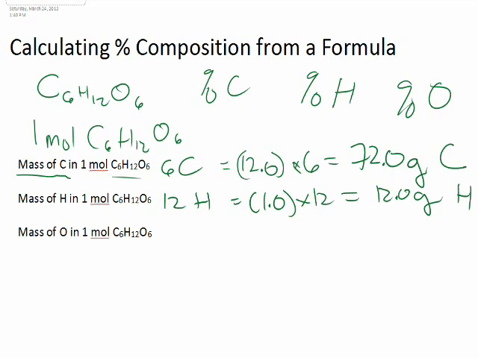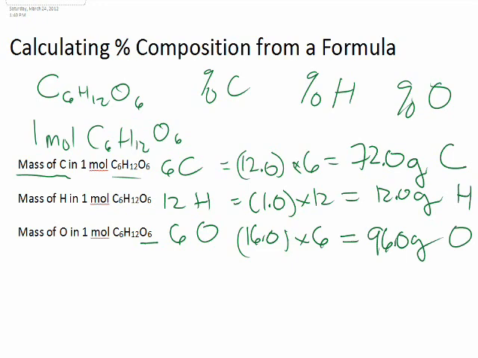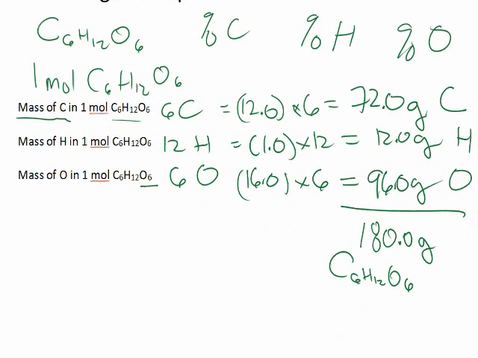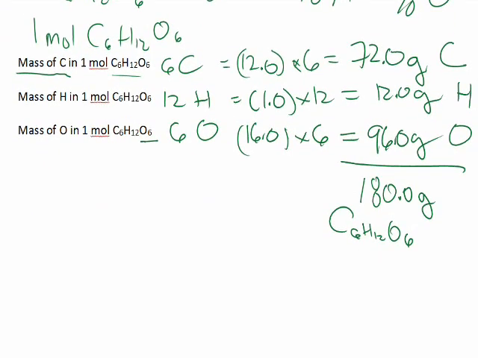The mass of oxygen in 1 mole would be, so there are 6 oxygens, so that is 16 times 6, which equals 96 grams of oxygen. Now we're going to add these all up. That equals 180 grams. That's the total, so that is what C6H12O6 weighs. Now all we have to do is look at them individually.